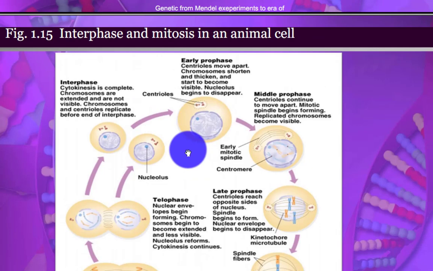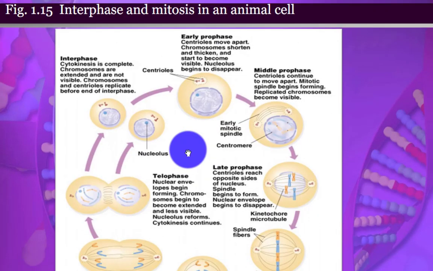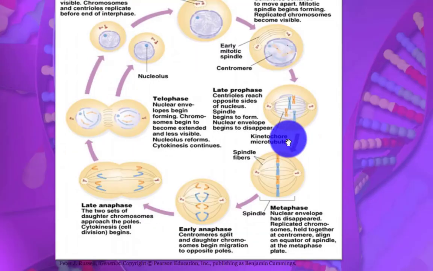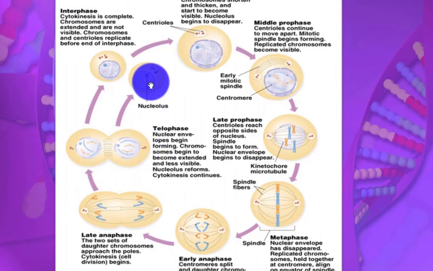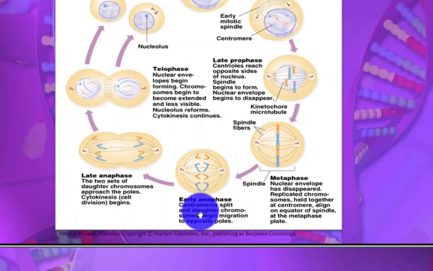interphase and mitosis in the animal cell. Early prophase, middle prophase, and metaphase, early anaphase, late anaphase, and here telophase, and here the nucleus.